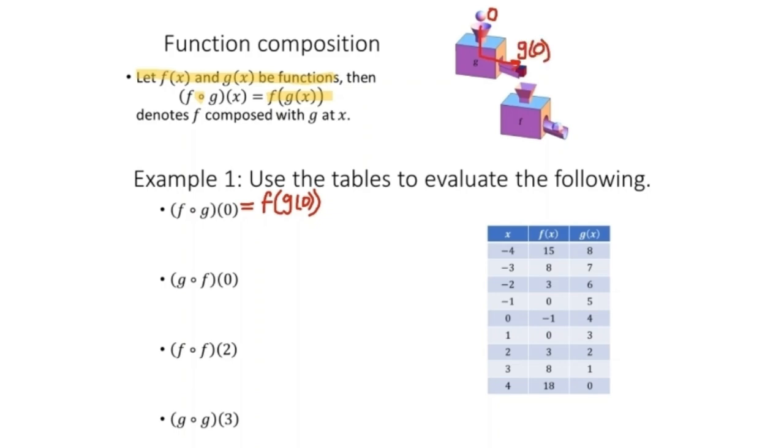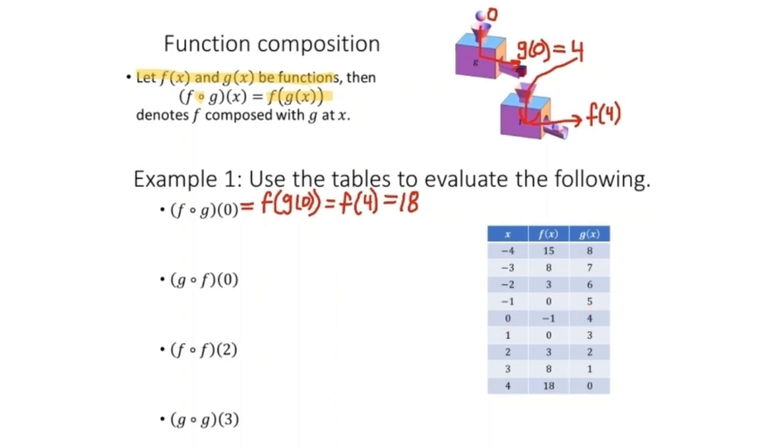Now, looking at the table, we can see that when x equals 0, g equals 4. So g of 0 equals 4, meaning if we plug 0 into g, it will output 4. So f of g of 0 will equal f of 4. Now, 4 is sent into the machine labeled f. f is going to follow its rules, and it's going to output f of 4. Going to the table, we can see f of 4 equals 18. So f composed with g at 0 will equal 18.